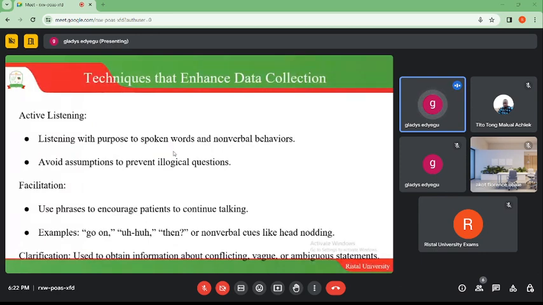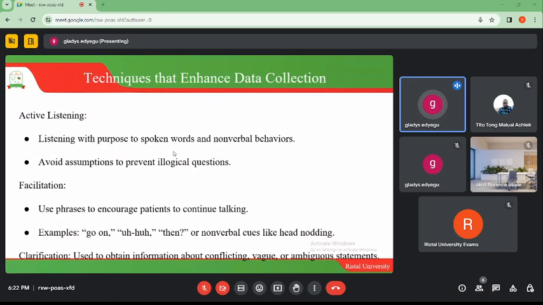So you have to use phrases to encourage patients to continue talking, and that is what we call facilitation. So active listening, facilitation is very important. In facilitation, you can use words like, okay, I understand, go on, then, and so forth, and the patient continues, or you can use non-verbal cues like you nod your head, and the patient understands that you still need to hear more and more.